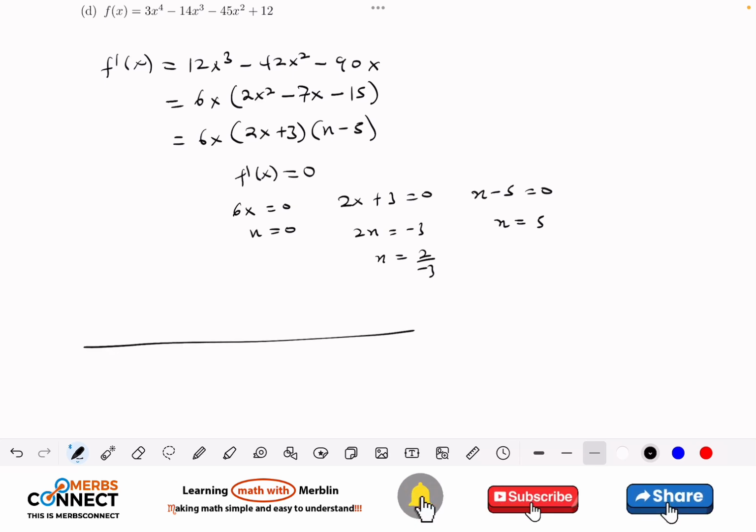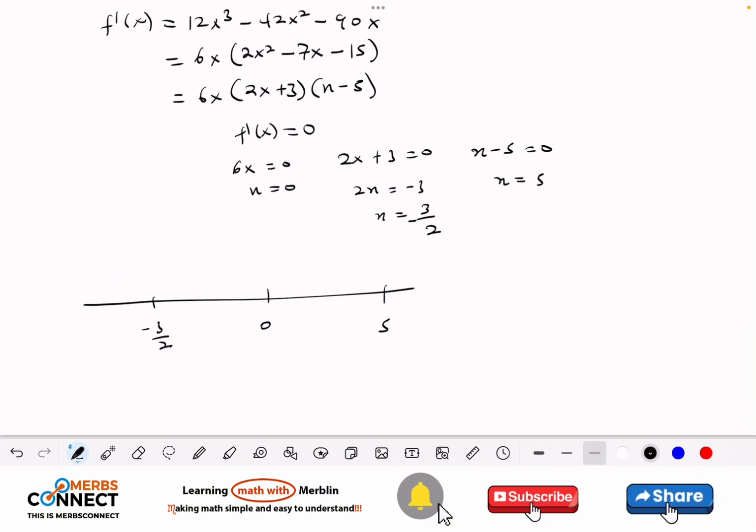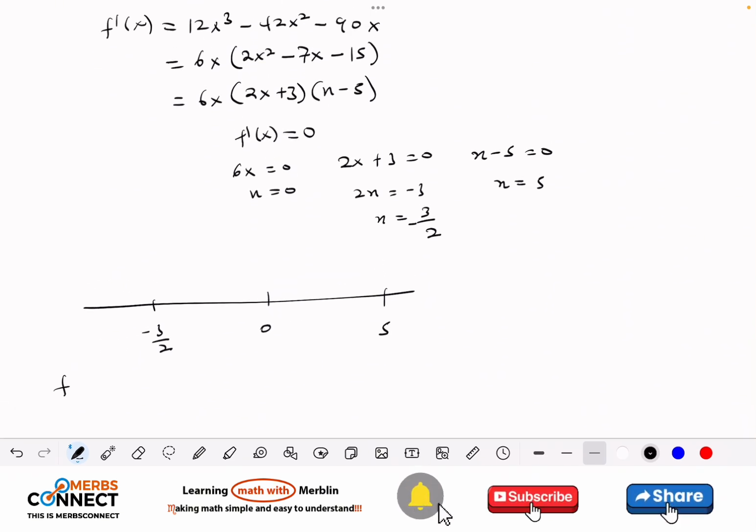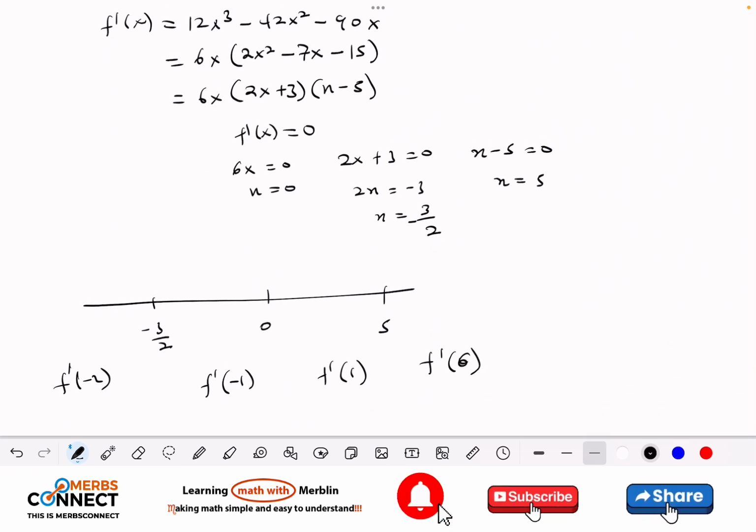So when we are drawing the line, which one is the least one? I think this one is supposed to be minus 3 on 2, followed by 0, followed by 5. Oh, okay, so it's good that I did this one. So here we know that 3 over 2 is like 1 point something. So here we can pick something like minus 2. And then in the middle here, we can pick something like minus 1. And here we can pick something like 1. And here we can pick something like 6. So we have 4 of them.